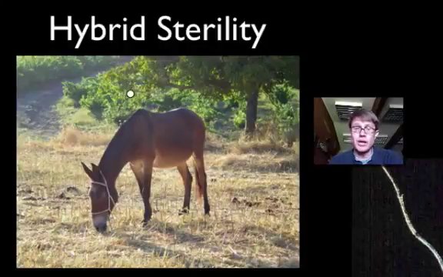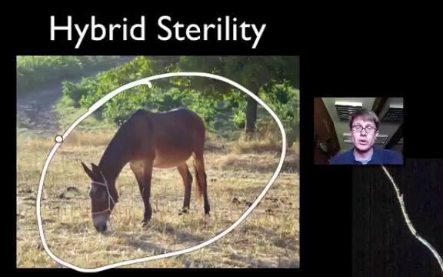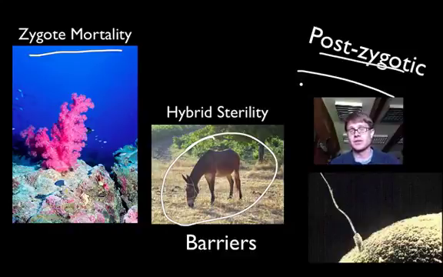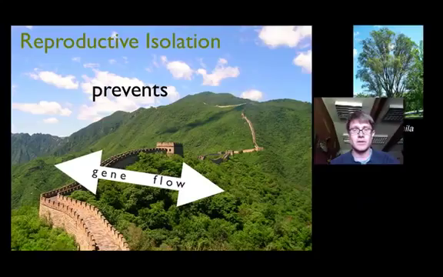You can create a brand new offspring. That's called a mule, but it's sterile, so it can't produce more offspring. And so these are all post-zygotic barriers. They're in the same area. They are able to fertilize the egg, but the offspring are sterile. And so it's not able to move any farther than that.